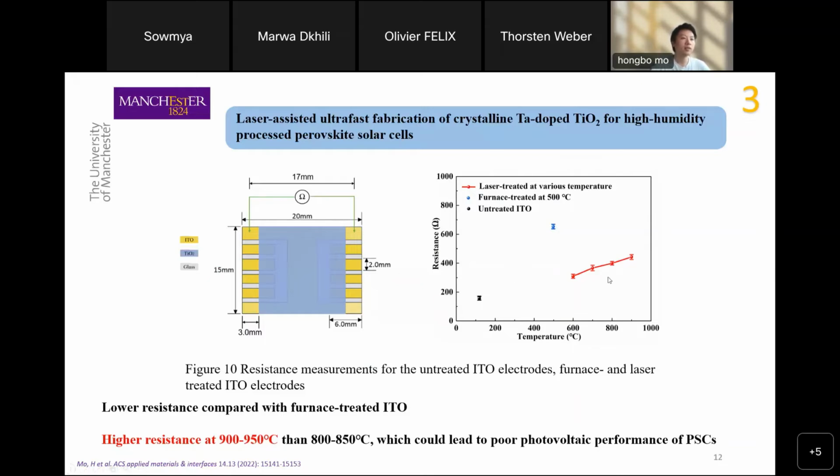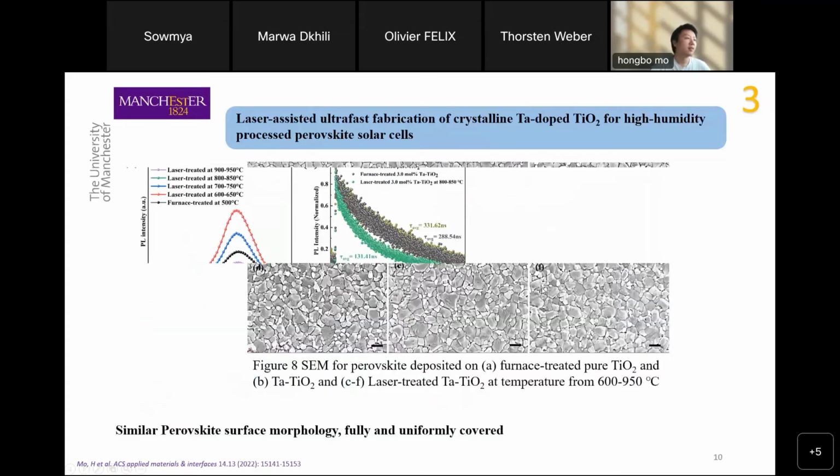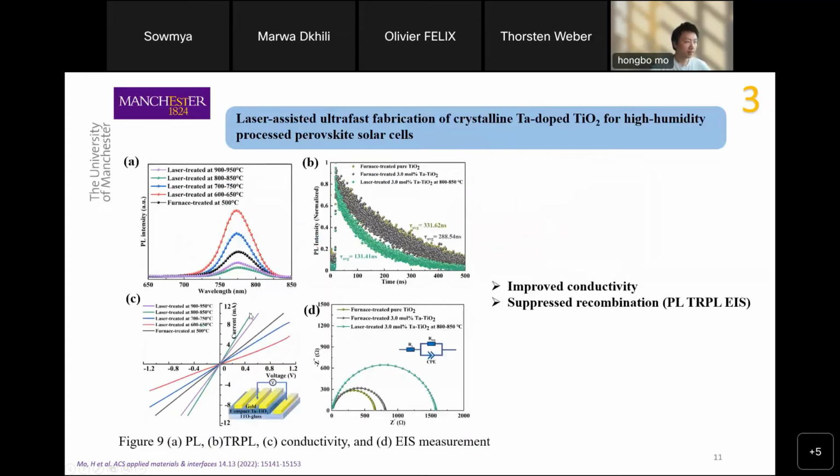And we also found that with the laser treatment temperature increasing, the resistance of ITO is also increased. That could be the reason why the conductivity at 800 is better than the titanium dioxide at 900 degrees, because they were measured with the titanium dioxide and ITO together.